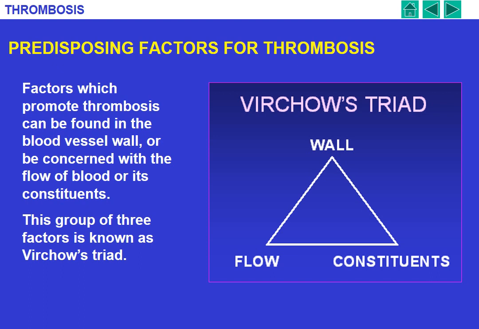What promotes thrombosis? Well, one way to look upon this is the classic view of Virchow, who derived Virchow's triad. The factors which promote thrombosis can be found, he said, in the blood vessel wall, or be concerned with the flow of blood or with the constituents of blood. These three factors are known as Virchow's triad, and we'll cover examples of that when we examine the different types of thrombosis at different sites later on.